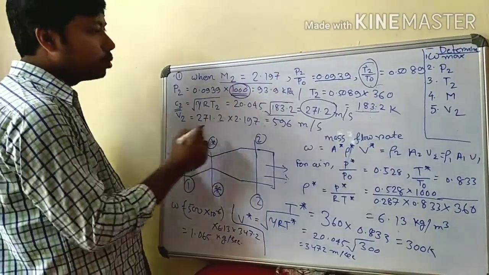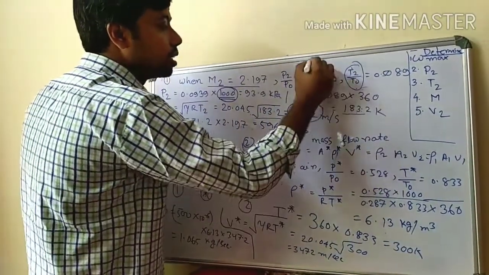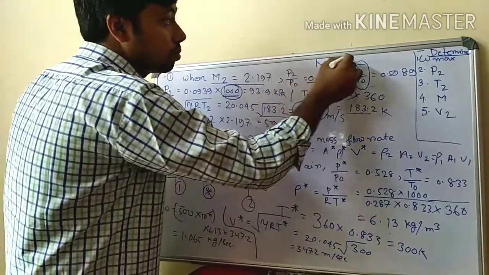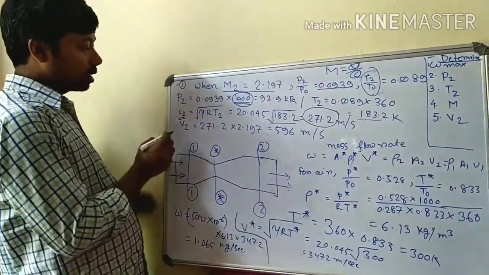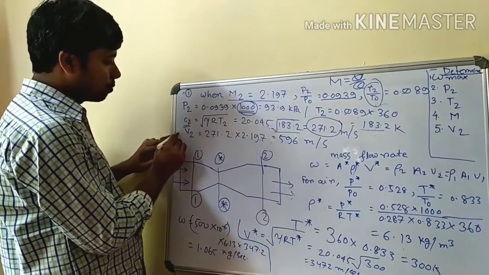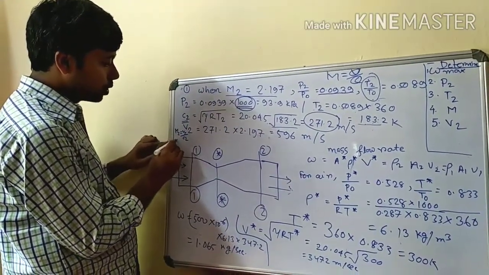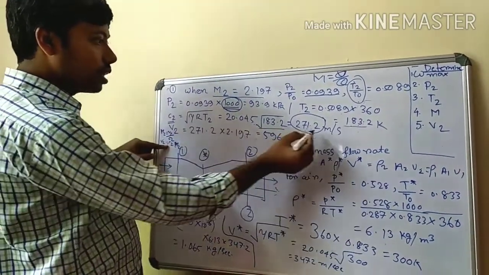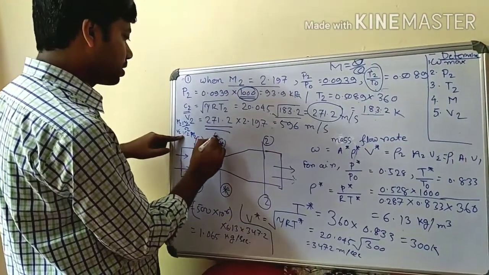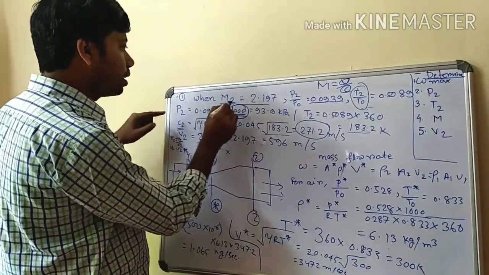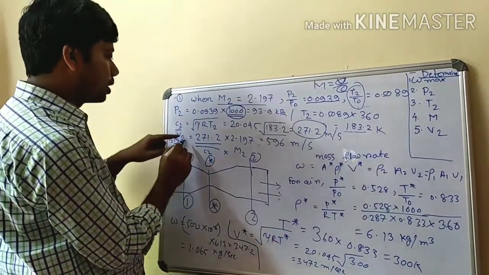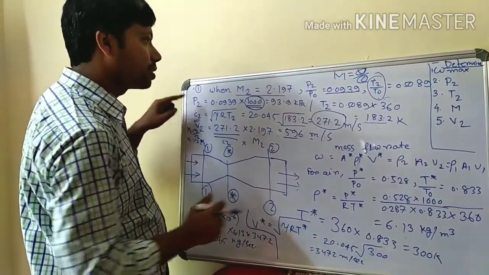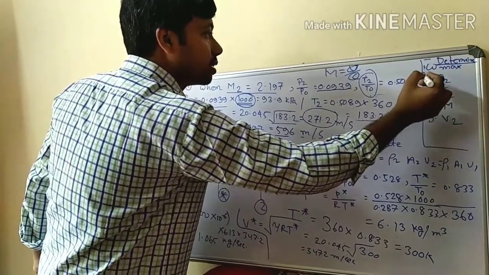Now you know, what is Mach number? Mach number is basically the ratio V by C, the velocity of the fluid divided by the velocity of sound. From this expression, M2 is equal to V2 by C2. So V2 you can write as C2 into M2. C2 is coming out here 271.2, and M2 here is 2.197. So V2 will be 595 meter per second. This is your exit velocity. This is your exit pressure. You calculated exit pressure and exit velocity.